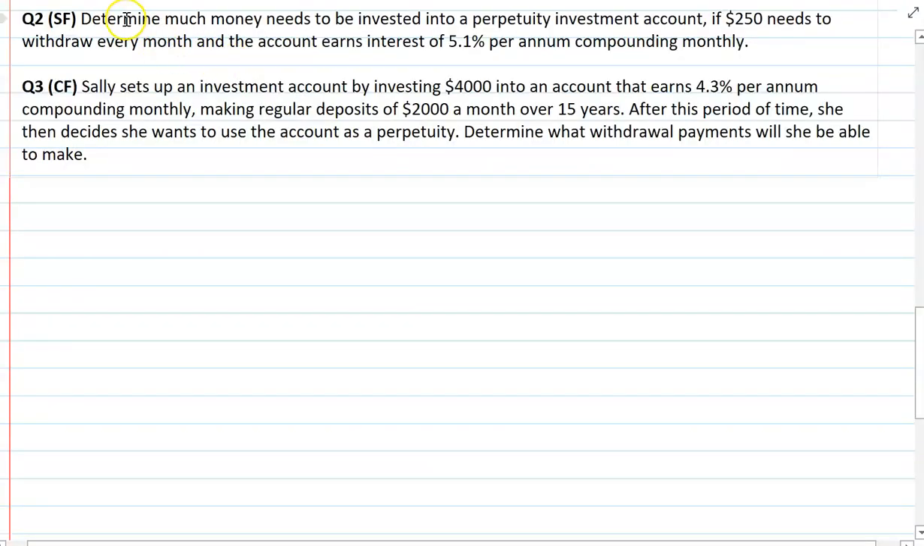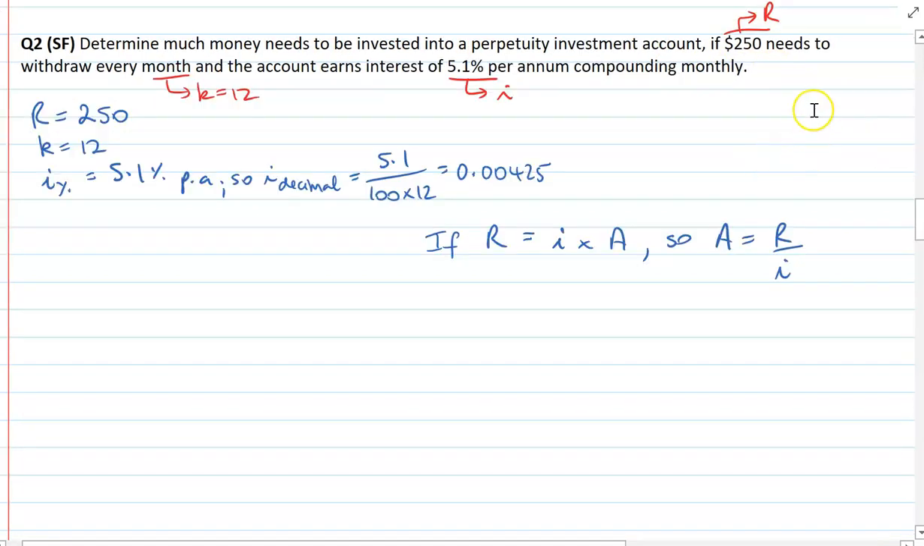Moving on to question 2, we need to determine how much money needs to be invested into a perpetuity investment account if $250 needs to be withdrawn every month and the account earns interest of 5.1% per annum compounding monthly. Okay, so $250 is our perpetuity withdrawal payment. Monthly means our K value is 12. That means we need to convert our interest rate of 5.1% into the monthly decimal interest rate.